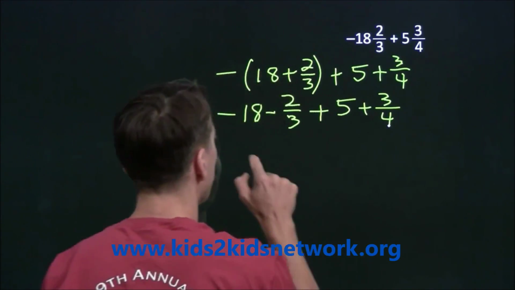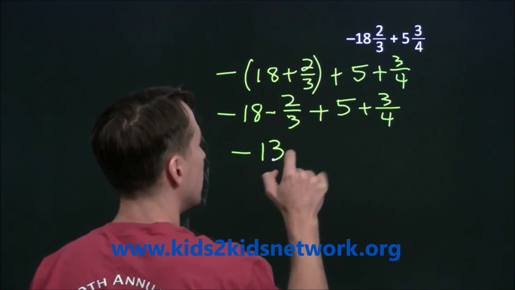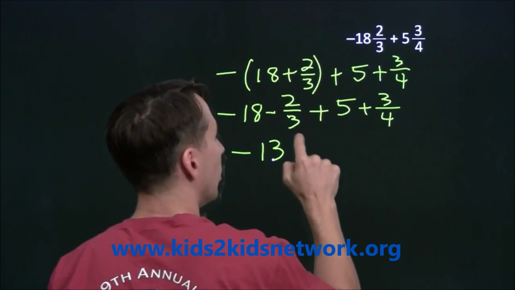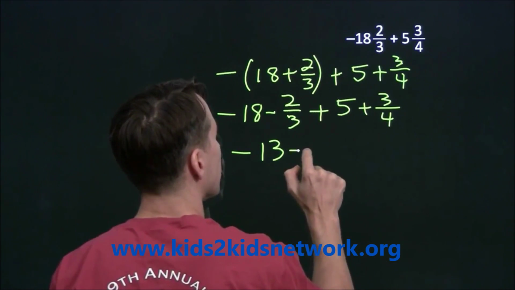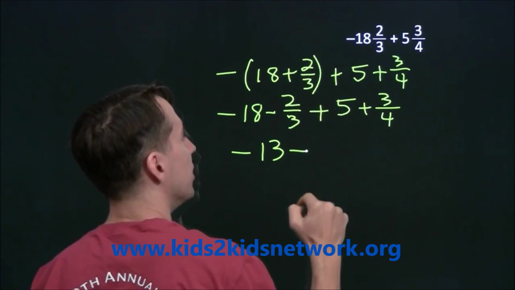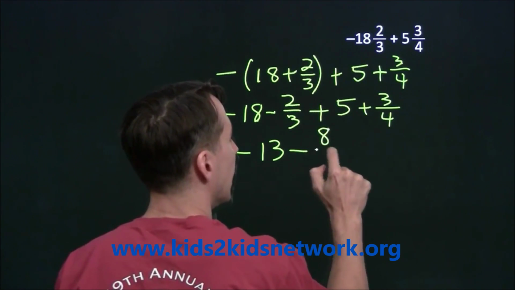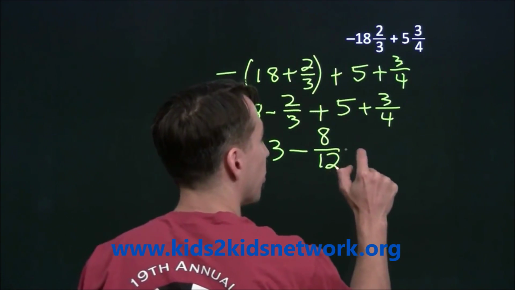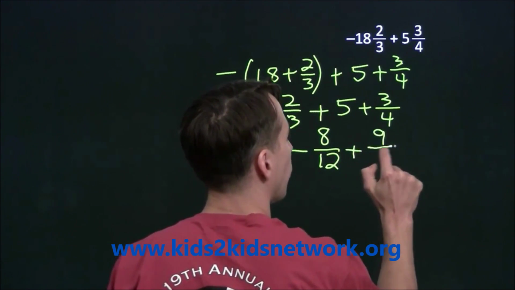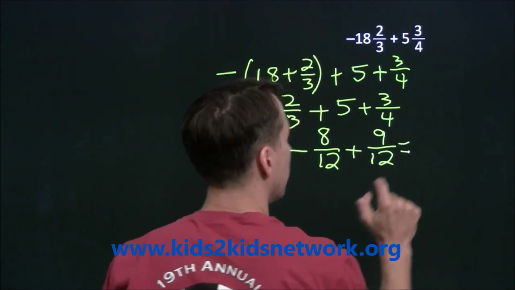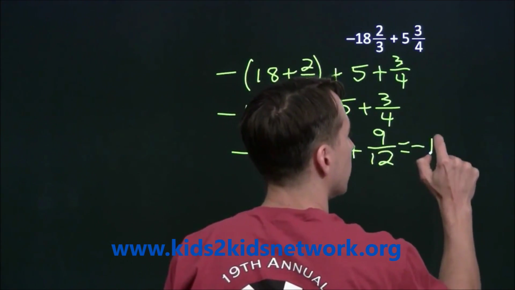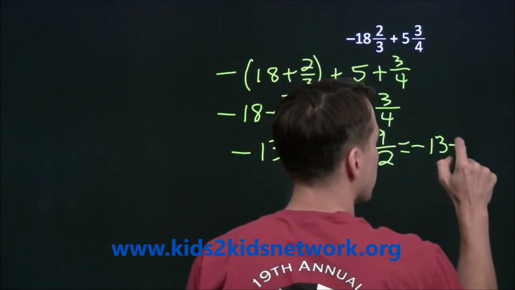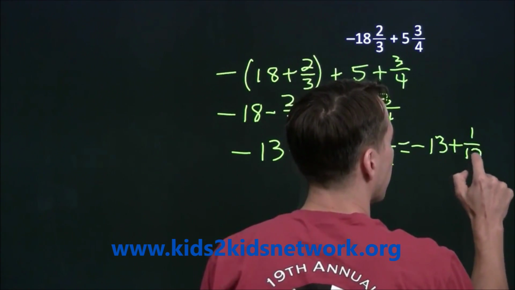Minus 18 plus 5, that's minus 13. And to take care of our fractions, we get a common denominator. We have 3 and 4, so we'll use 12 as the common denominator. We multiply the top and bottom of this by 4. We get 8/12. Multiply the top and bottom of this by 3. That gives us 9/12. So we have negative 13 minus 8/12 plus 9/12. That just leaves us 1/12.